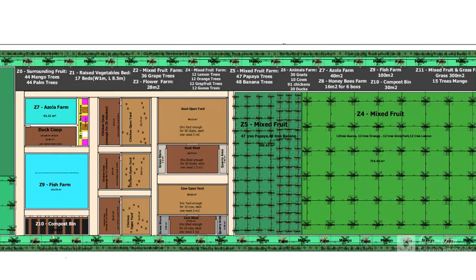This area is about 34 square meters, a closed area. We have doors, open doors, and also we can make boxes here to put all kinds of compost to become ready for use for the next season. This is zone 10.